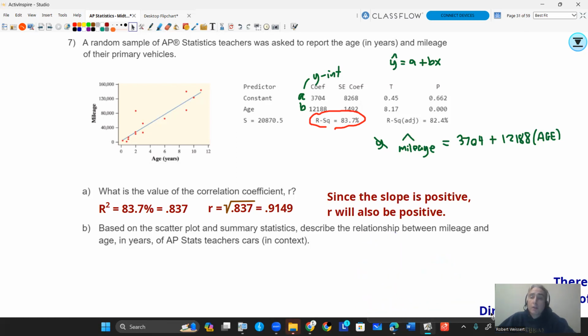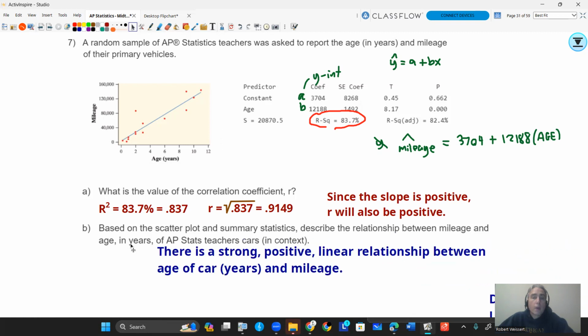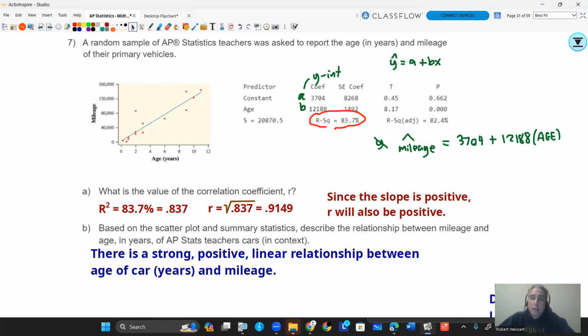All right, I'm going to reveal mine. So if you haven't written yours down, you might want to pause before I reveal them. Here we go. I said, and I didn't have a lot to say here, there is a strong positive linear relationship between age of car and years and mileage. That covers all of these, and it doesn't cover unusual points because I do not see any points that would be considered outliers in this case. So I left that alone.